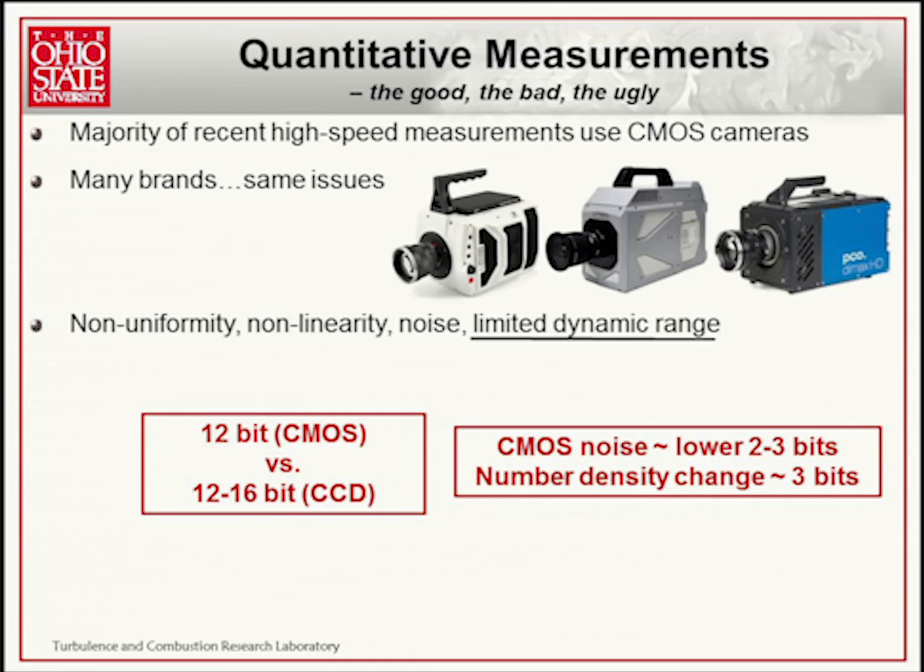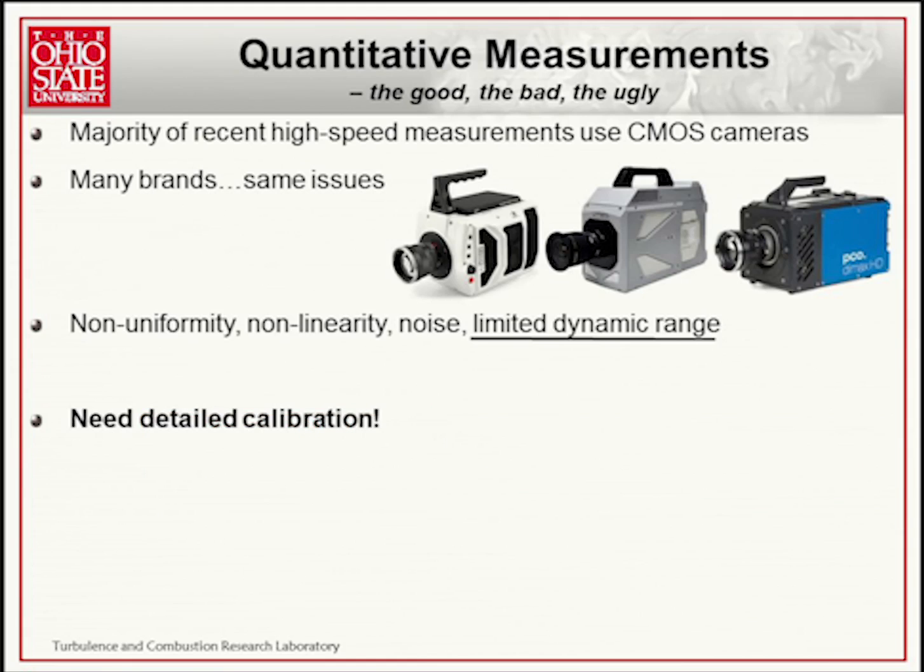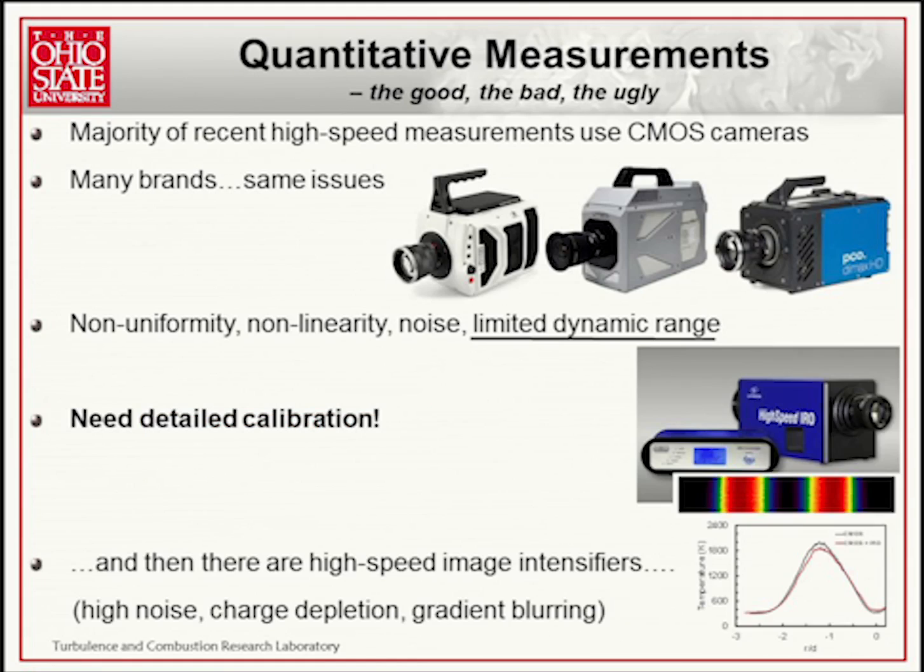Okay? So one of the bottom lines is that you need detailed calibration for these sources. So these are expensive. They cost $100,000. Please calibrate them. Okay? And then that's just the camera itself. You haven't coupled it to the high-speed intensifier, which again has higher noise. Charge depletion means that as you try to operate these things faster and faster and for a longer number of pulses, it can't recharge, and so you get lower and lower intensity levels.